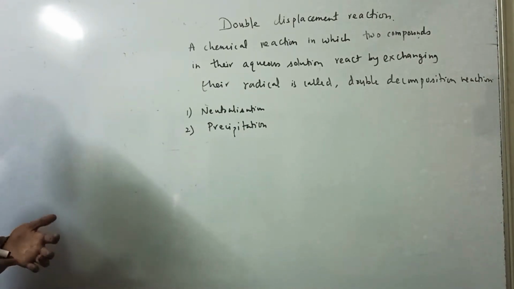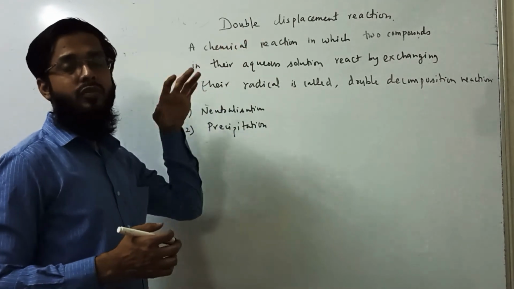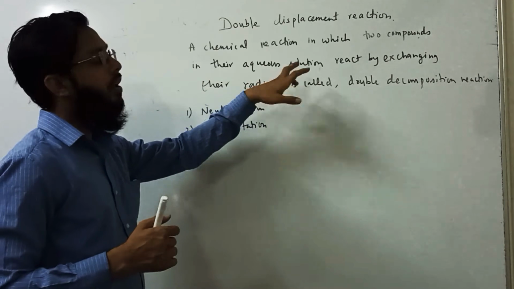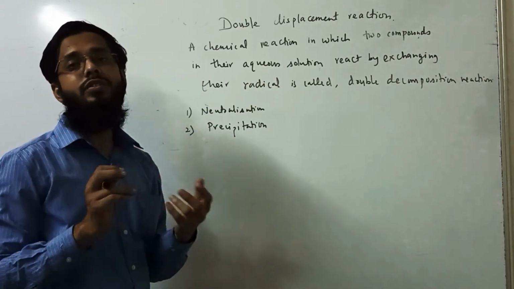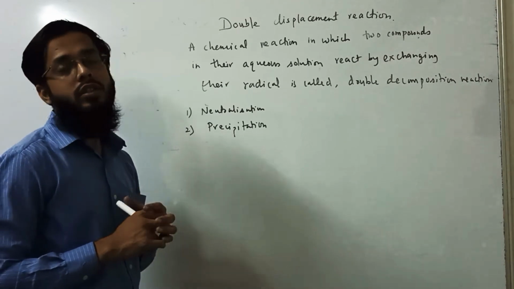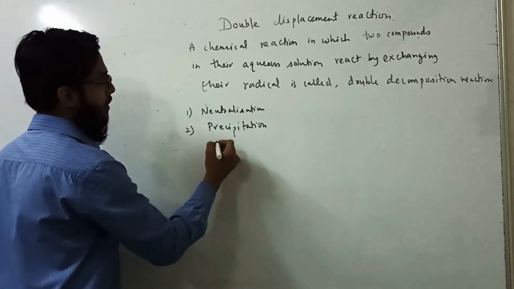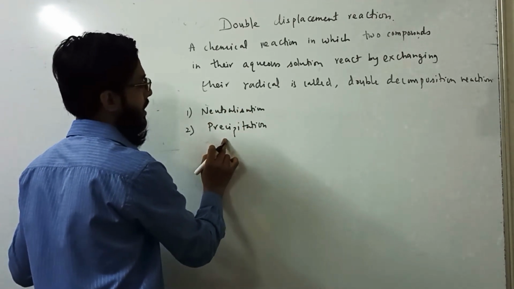So in double displacement reaction, what happens? It is a chemical reaction in which two compounds in the aqueous solution react by exchanging their radicals. They exchange their radicals, and such kind of reaction is known as double displacement reaction. It is of two kinds: neutralization reaction and precipitation reaction.